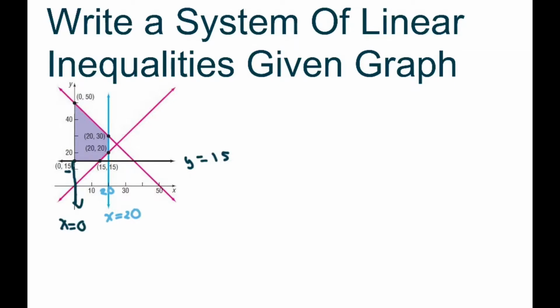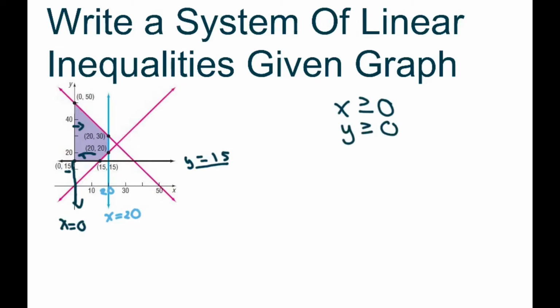Let's go ahead and fill those out. For the x, we notice we're shading to the right, and all our lines are solid, so that means x is greater than or equal to 0. And then for my y, if I look at the y equals line here, we're shading up. So that's going to be y is greater than or equal to 0.